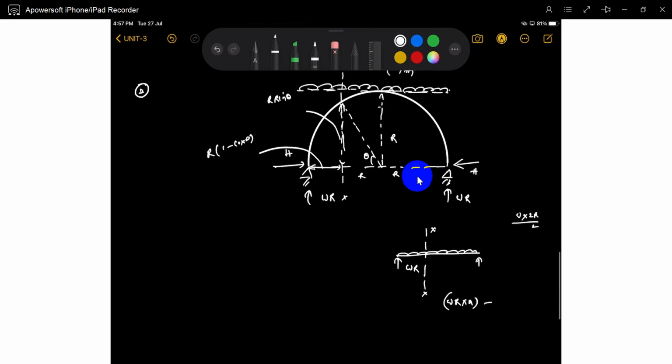minus W X and X by 2. That's it, na, the moment. The moment is that, without the horizontal thrust. So what is X? You know X is R into 1 minus cos theta. It will go H is 0 to the same thing.